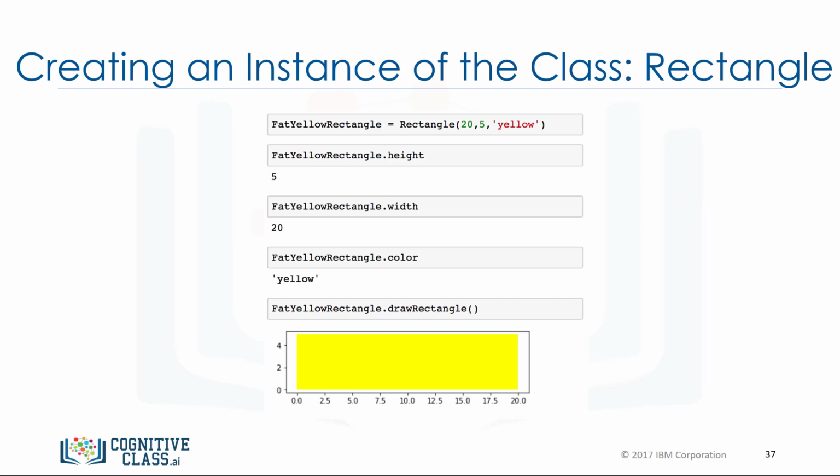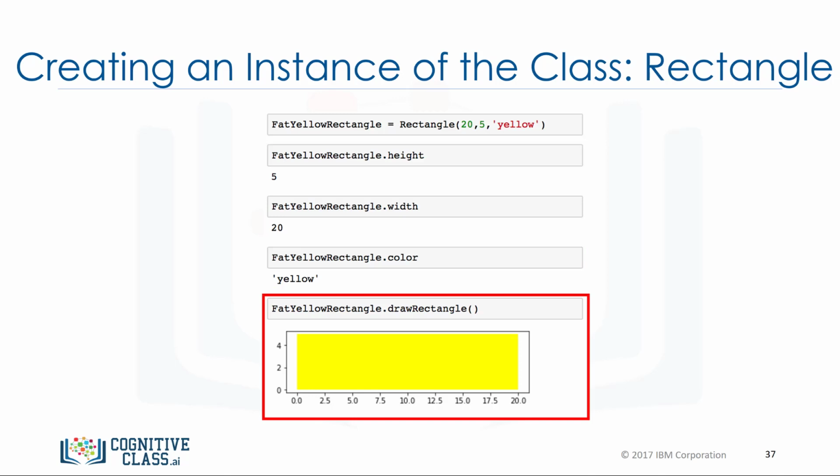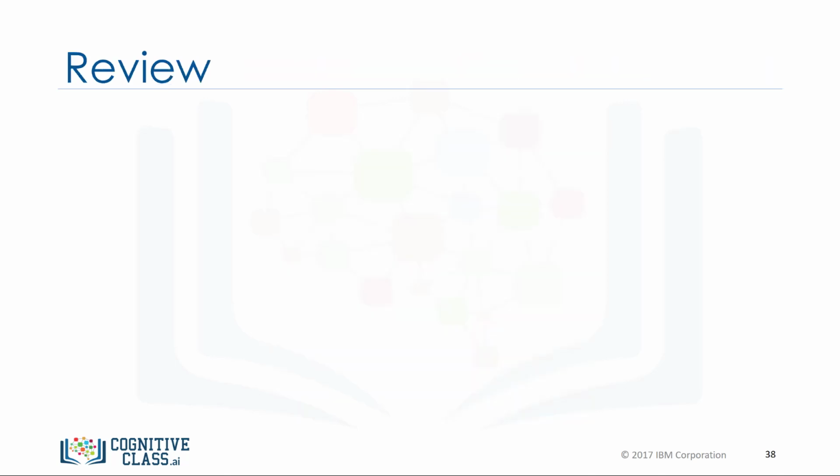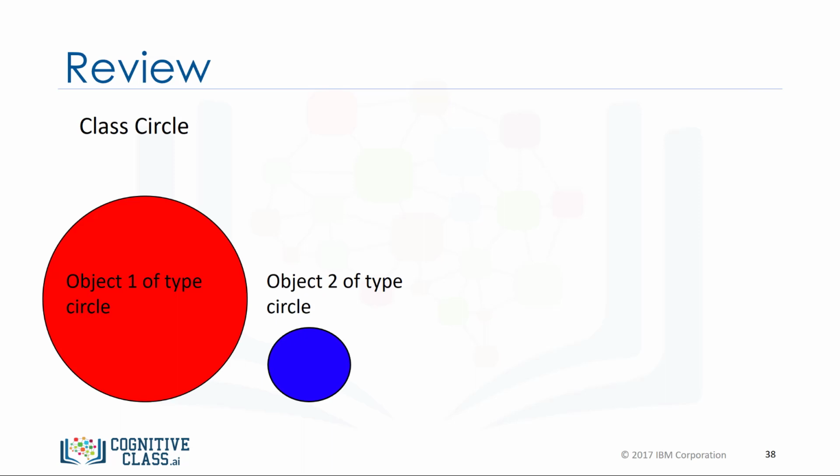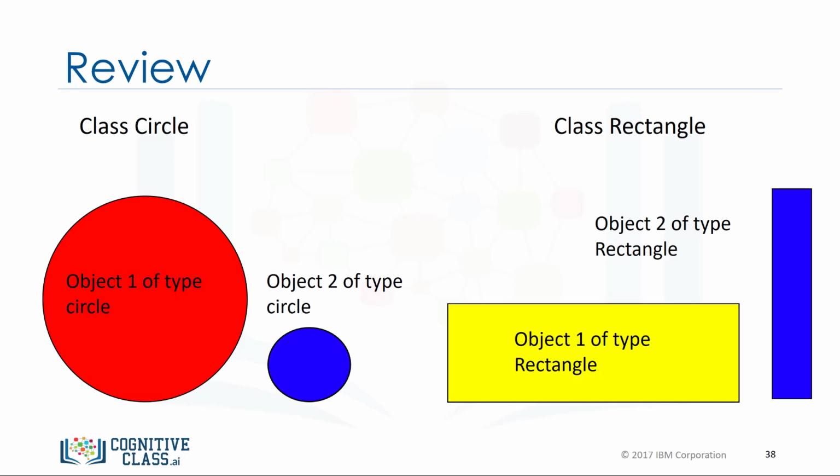In the lab, we have a similar class for rectangle. We can create a new object of type rectangle using the constructor. We can access a data attribute of height. We can also access the data attribute of width. We can do the same for the data attribute of color. We can use the method drawRectangle to draw the rectangle. So we have a class, an object that is a realization or instantiation of that class. For example, we can create two objects of class Circle or two objects of class Rectangle.